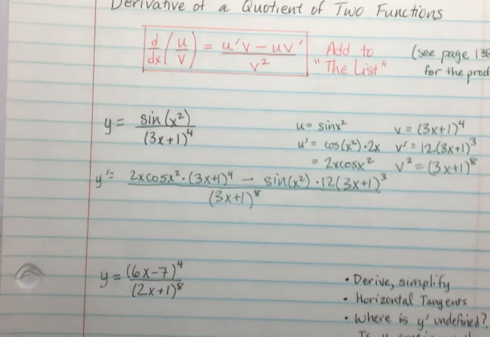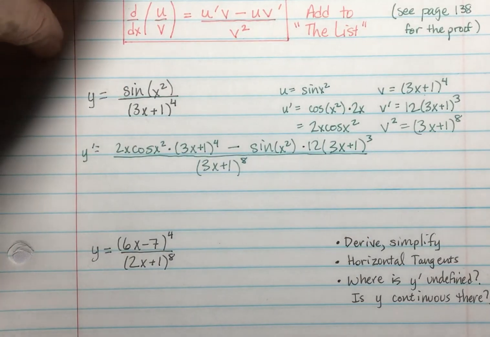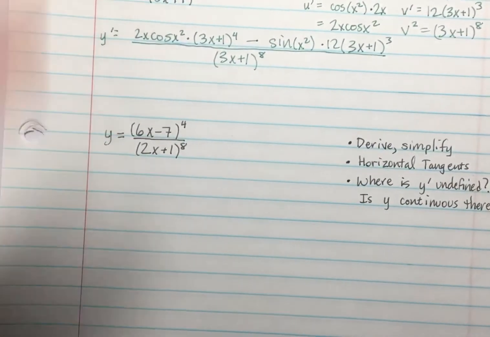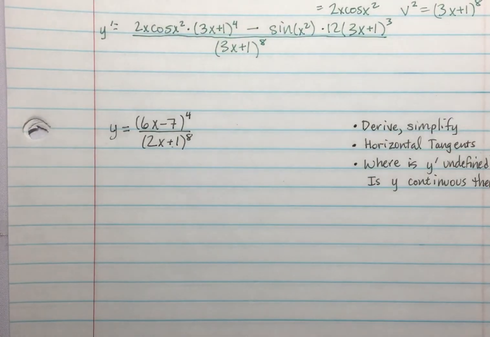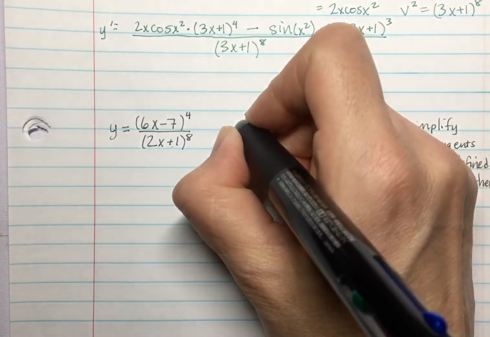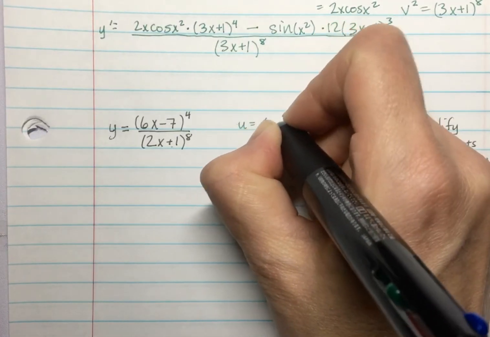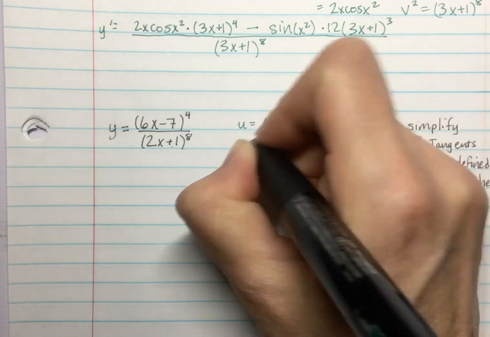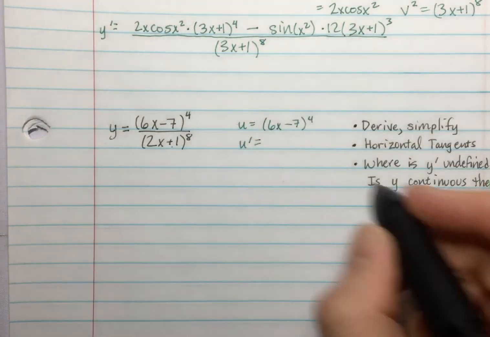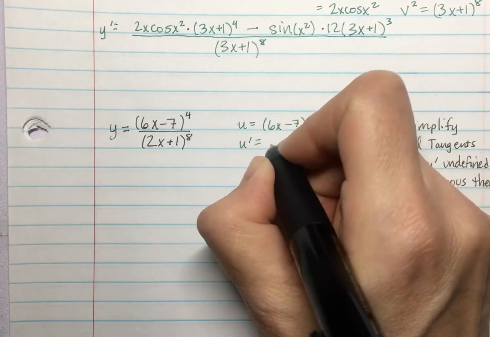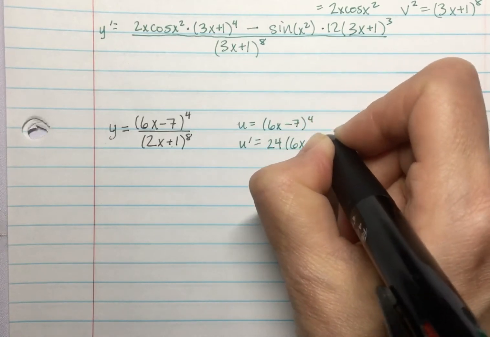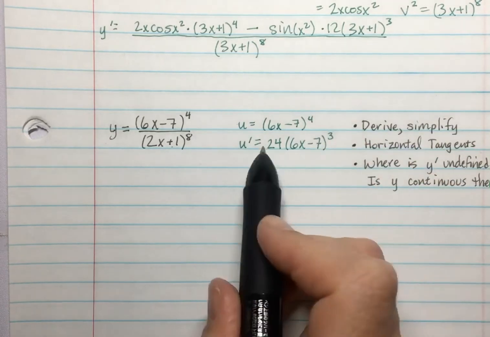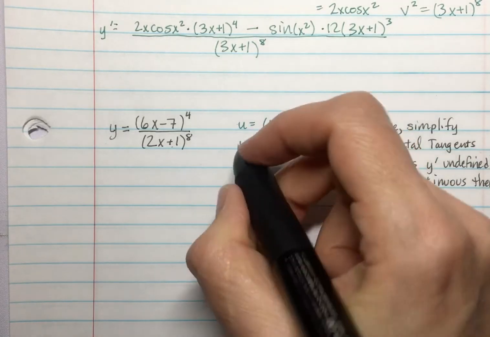Okay. This is where things get a little crazy. Kind of like when we had a product that was actually this exact thing but multiplied, so I just kept the same couple of pieces. So u is our 6x minus 7 to the fourth. U prime is 4 times 6, so 24, and then 6x minus 7 cubed. There's a chain rule there, and I didn't show all the steps just for the sake of time.